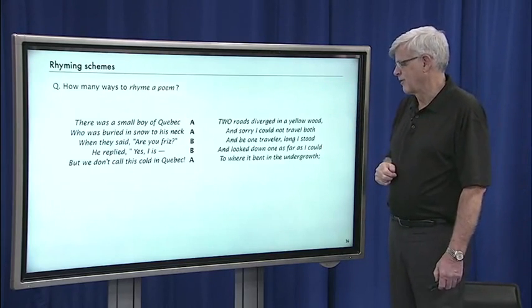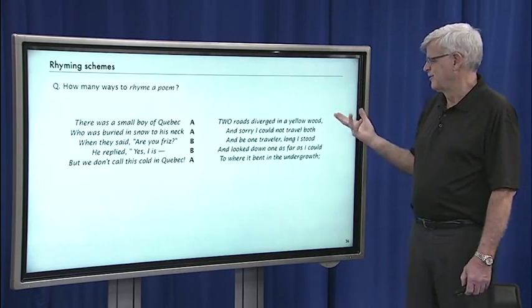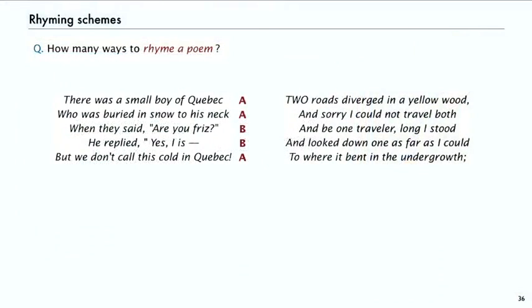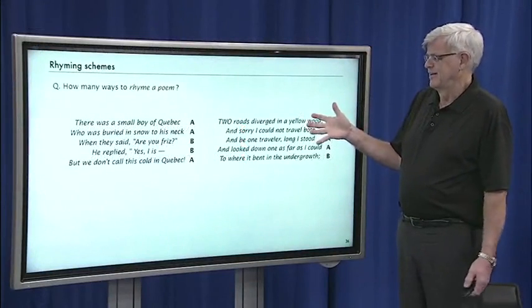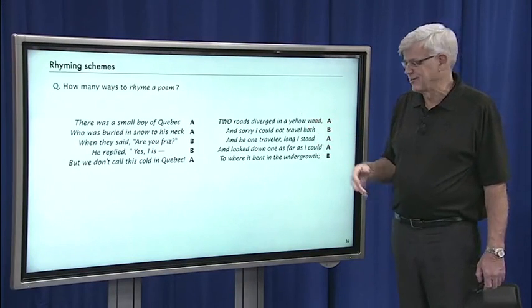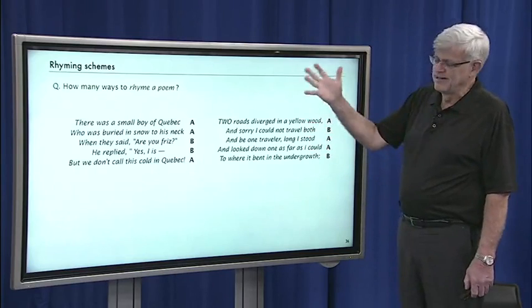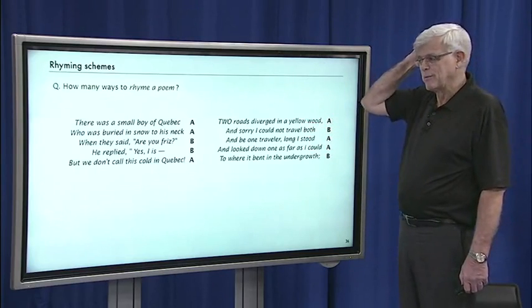Or if you want Robert Frost: Two roads diverged in a yellow wood, and sorry I could not travel both, and be one traveler, long I stood, and looked down one as far as I could, to where it bent in the undergrowth. That one's got the rhyming scheme ABAAB. So a natural question, which lots of people have studied, from musicians to poets, is how many different ways are there to rhyme a poem?